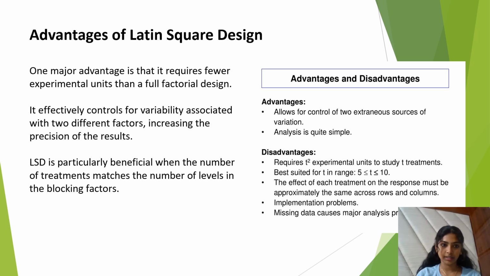Advantages of Latin square design. One major advantage is that it requires fewer experimental units than a full factorial design. It effectively controls for variability associated with two different factors, increasing the precision of the results. LSD is particularly beneficial when the number of treatments matches the number of levels in the blocking factors. In the diagram, we can also see the disadvantages of the Latin square design.